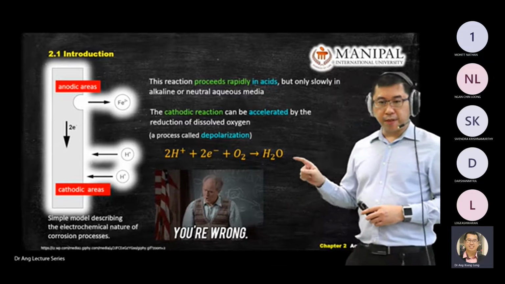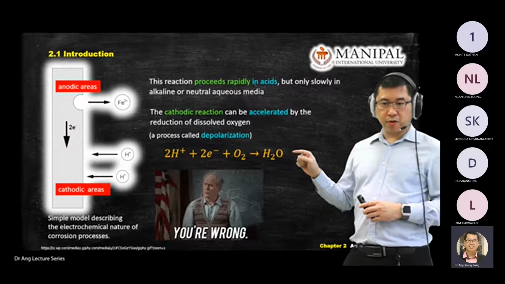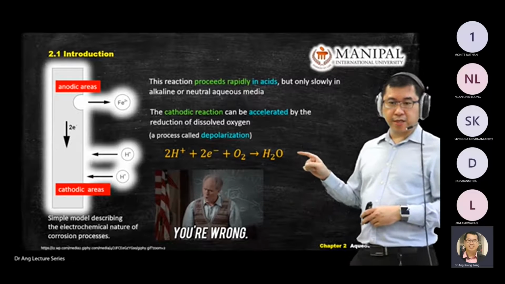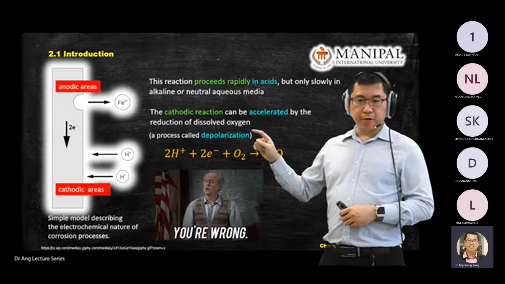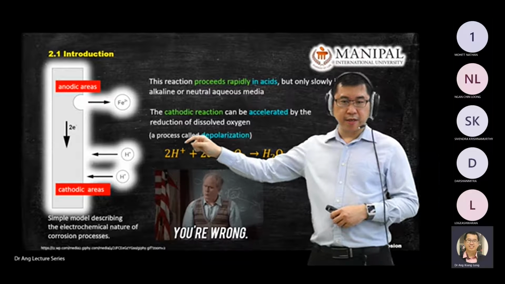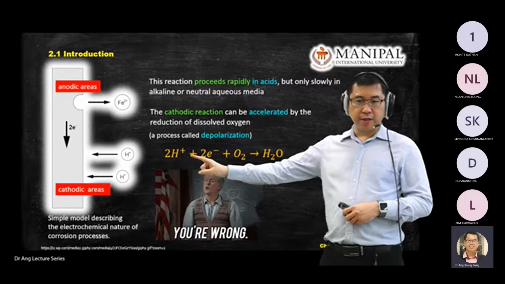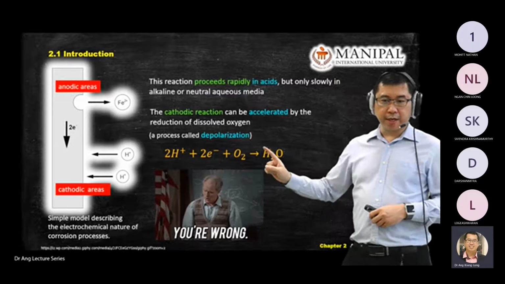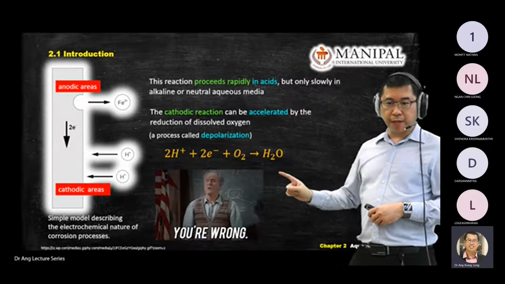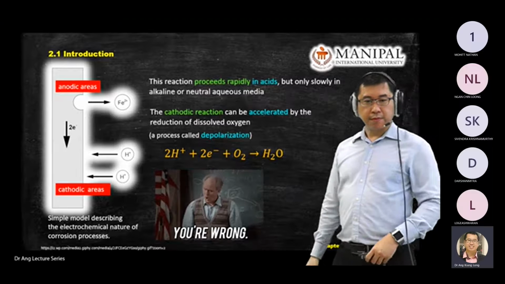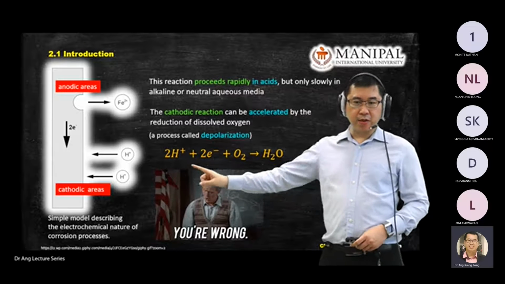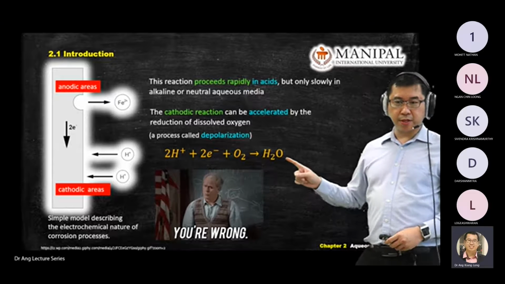I'll give you maybe 1 minute to check this equation. How should we write it? Depolarization involves oxygen, charge and hydrogen. The elements are correct, but this equation is not in equilibrium, not balanced. Have maybe 20 or 30 seconds. Look at this equation and work out how to balance it.